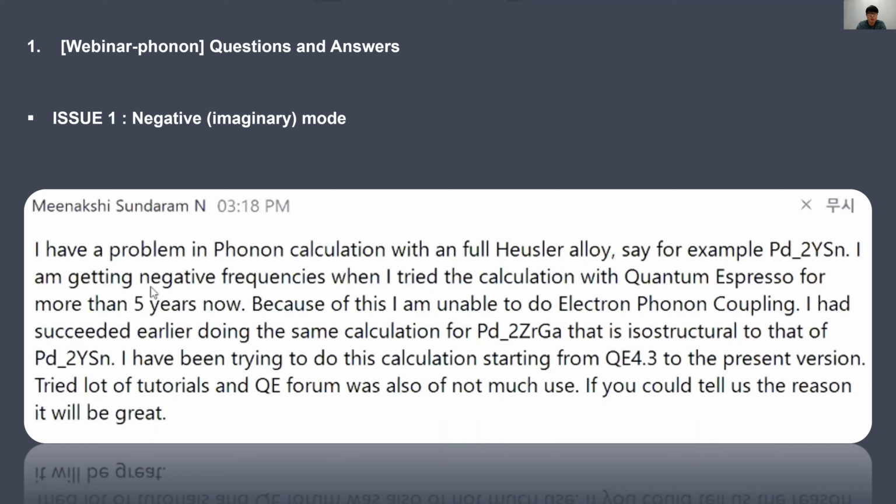Someone asked about a problem with a Heusler alloy. This system consists of palladium, yttrium and tin. He got a negative frequency mode and tried the calculation with Quantum ESPRESSO. Because of the negative frequency mode, he cannot calculate the electron-phonon coupling coefficient. He tried many things for five years, but finally could not get any results, so I want to help with this question.